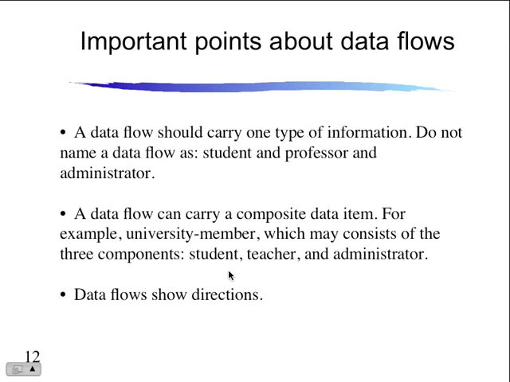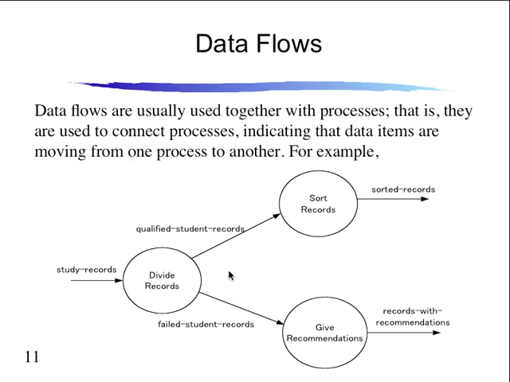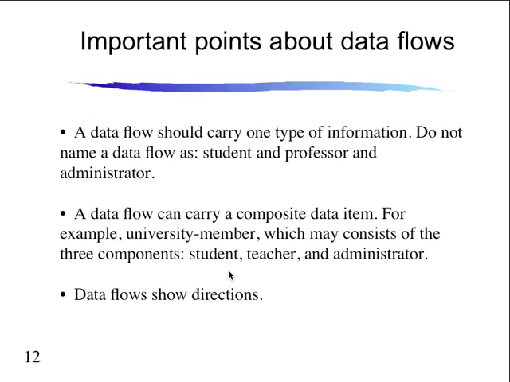The data flow can carry a composite data item. So for example, university member, which may consist of three components: a student, a teacher, and an administrator. So don't worry about your data flows containing multiple items. They can. You can have student records. Qualified student records is probably the name, the number of classes they've taken, the GPAs they've taken in the classes, when they took them, who they took them with, all sorts of different information.